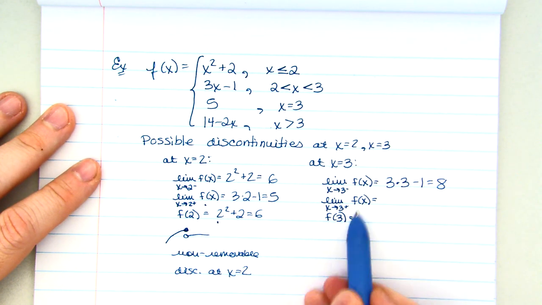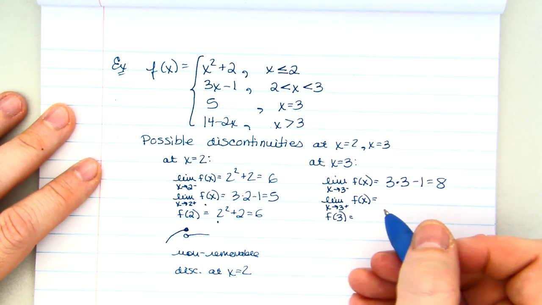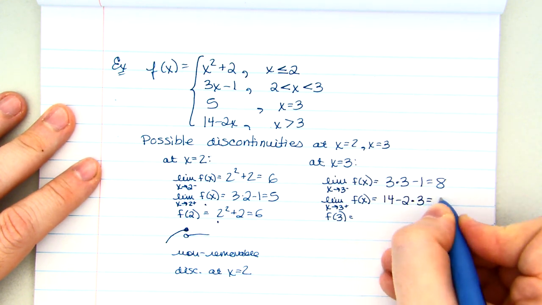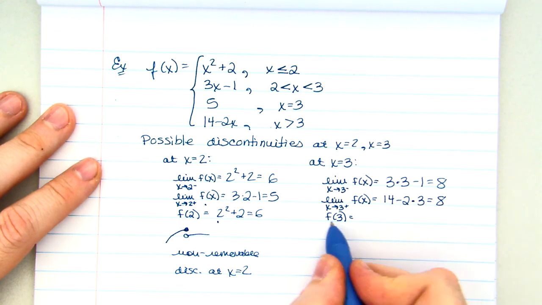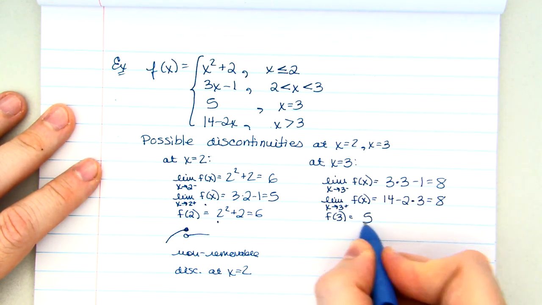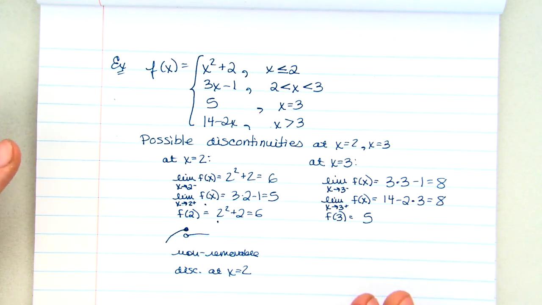Ella, what about as we approach 3 from the right of f of x? It's looking good. 14 minus 2 times 3, 14 minus 6, 8. Akash, what about f of 3? 5. What is this? Tyler. What was that? A hole.